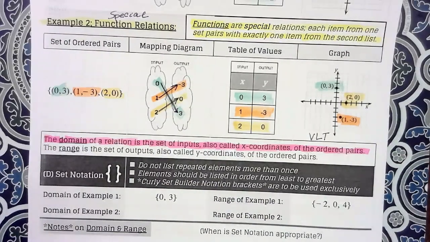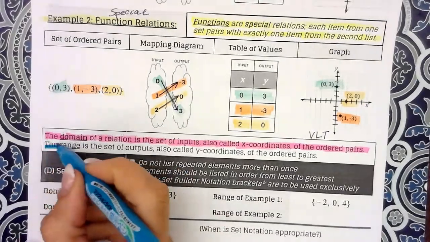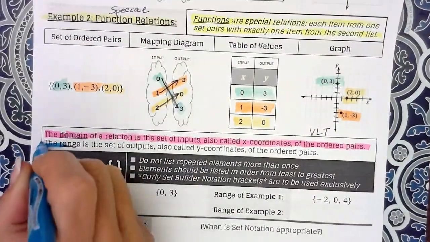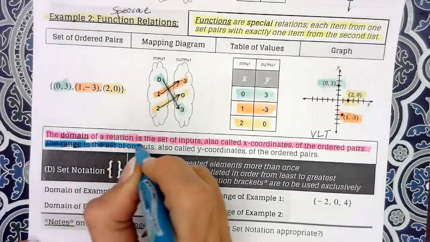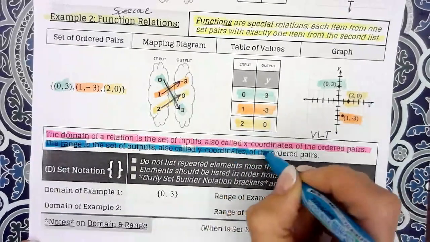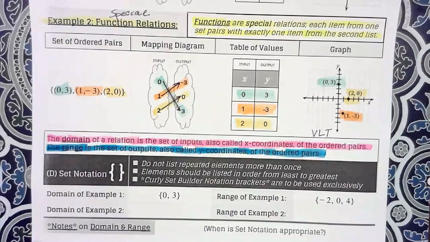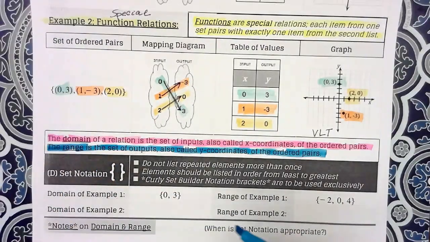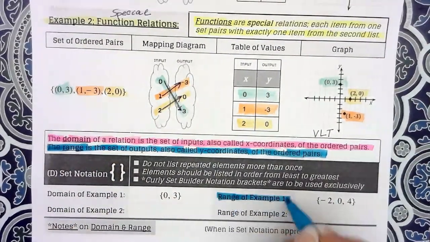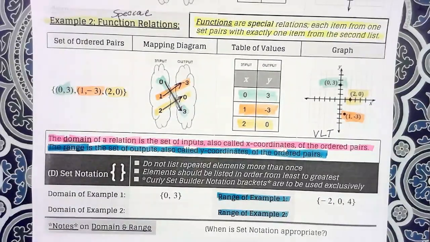All right. Next, the range. Ooh, I don't know how I feel about this. It's a little too dark. The range is the set of outputs, also called y-coordinates, of the ordered pairs. I guess it's okay. So I'm going to color coordinate. That's my definition. Range of example 1, range of example 2. Those are going to be domains.